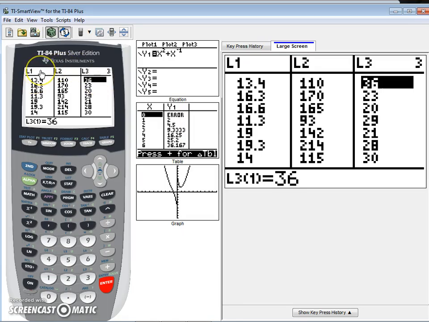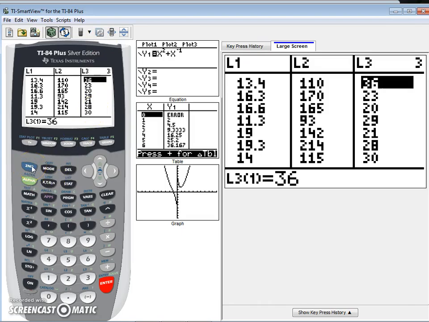Okay, and I actually put my price in list 1, my horsepower in list 2, and my miles per gallon in list 3. And that's fine because then I can use them all whenever I want. So we're going to compare horsepower to miles per gallon. So these will be my X and these will be my Y.